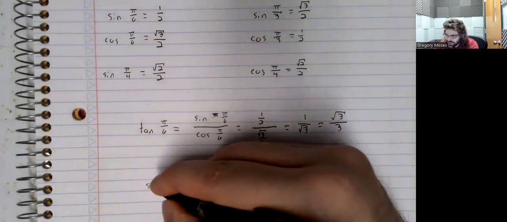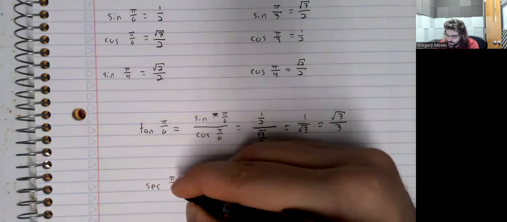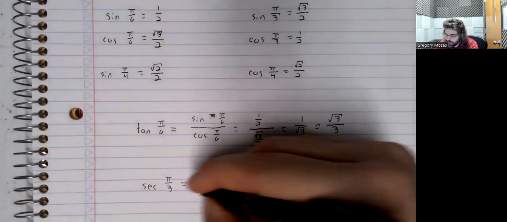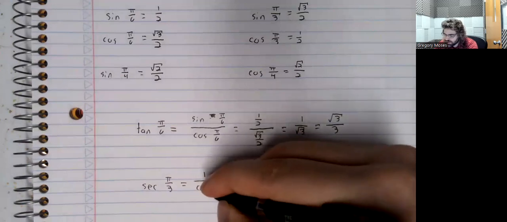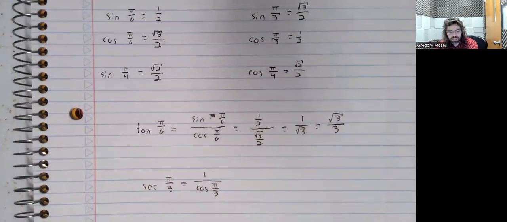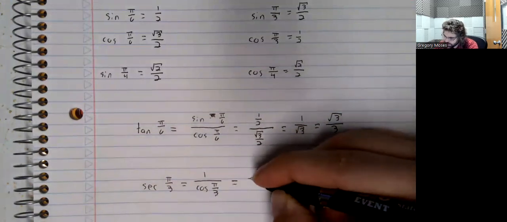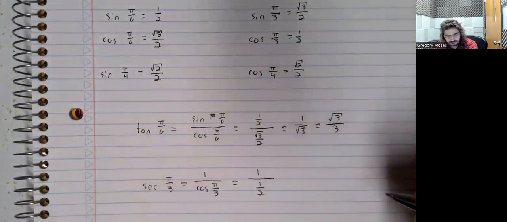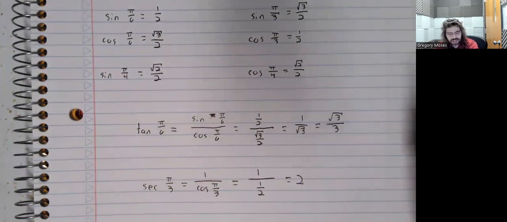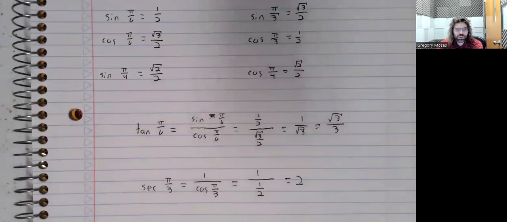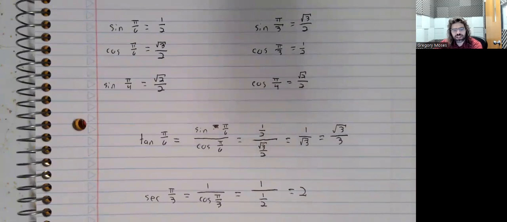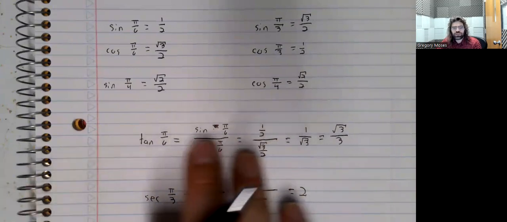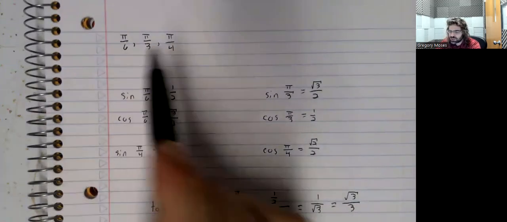Similarly, if we wanted the secant of pi over 3, we would hopefully remember that the secant is 1 divided by the cosine. And a nice number this time, 1 divided by 1/2 is 2. So, using the fact that the tangent is sine over cosine, secant is 1 over cosine, cosecant is 1 over sine, and cotangent is cosine over sine, you can evaluate any of the trig functions at these numbers.